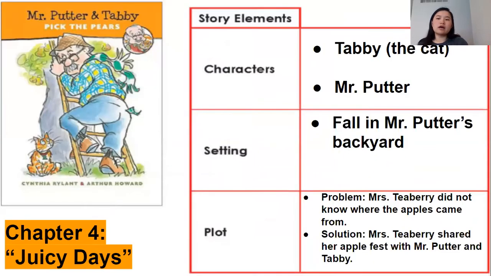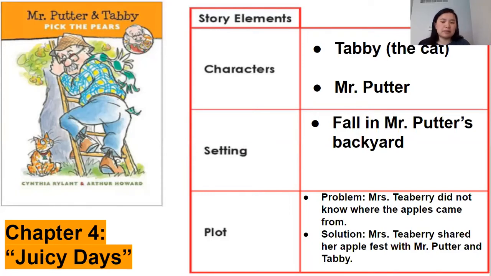Okay, here are your answers. So please check back to see that you wrote something similar to this. Characters, Tabby the cat and Mr. Putter. Setting, it is fall in Mr. Putter's backyard, and we also are in Mr. Putter's house with all the goodies, the apple treats.